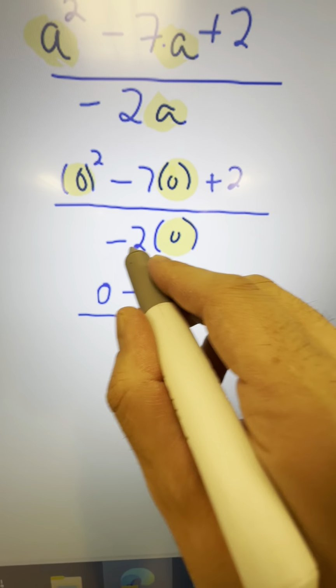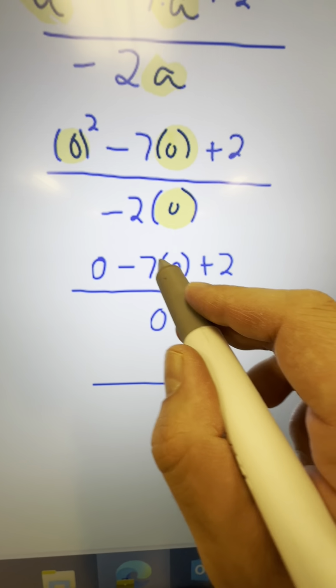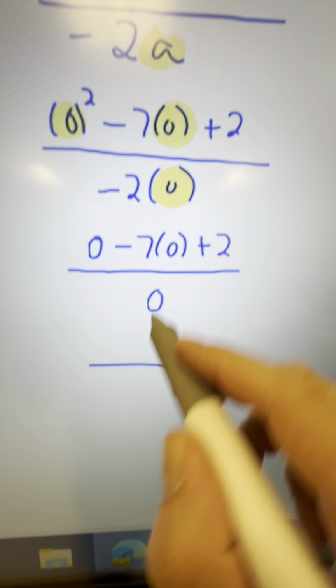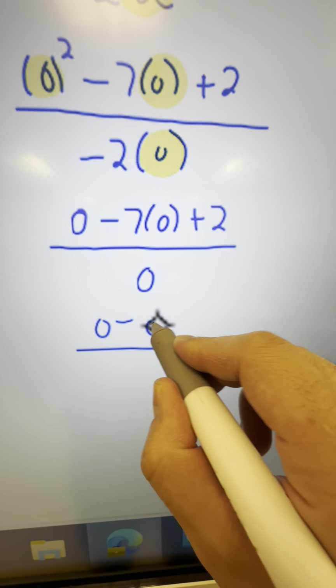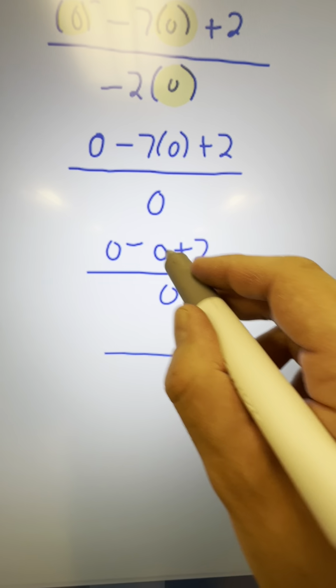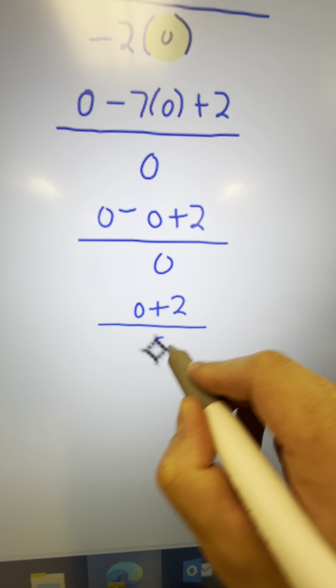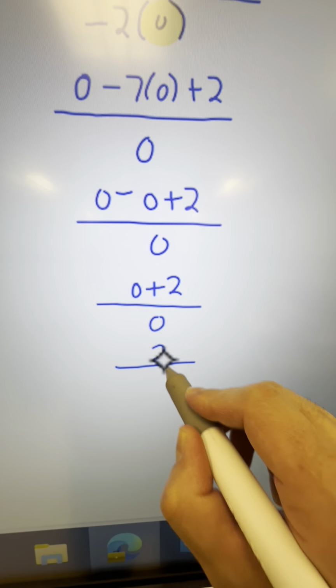And in my denominator, if I multiply this out, I'm going to get 0. Next, I have subtraction, multiplication, addition, so I've got to do the middle, multiply this out. So 0 minus 0 plus 2. My denominator is still 0, and I get 0 minus 0, which will be 0, plus 2 over 0. And I add this up, I get 2 over 0.